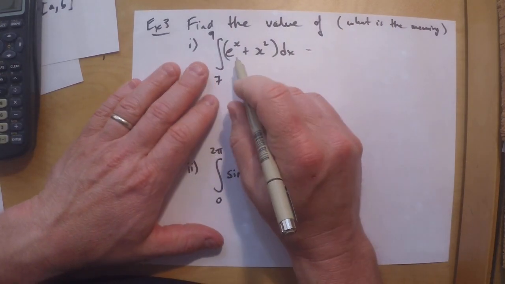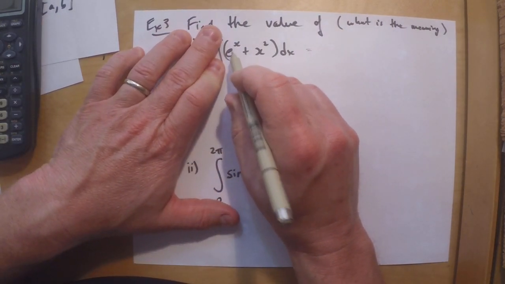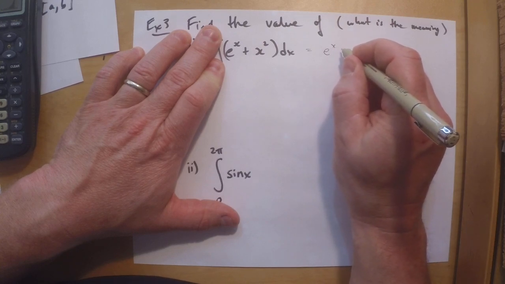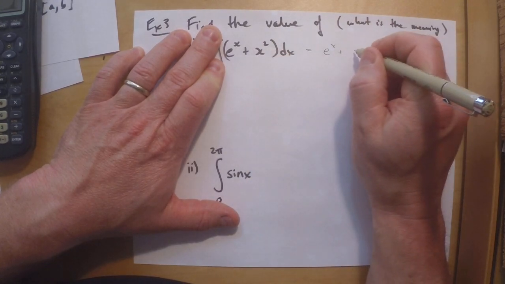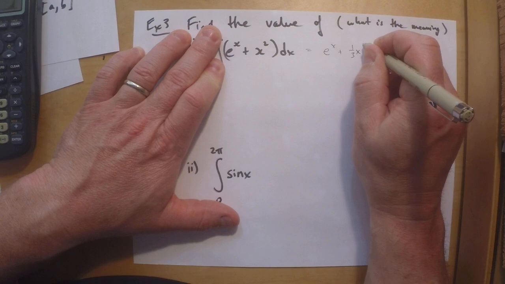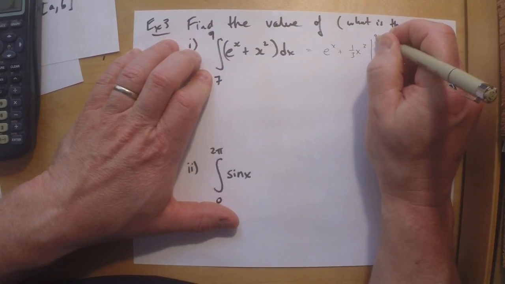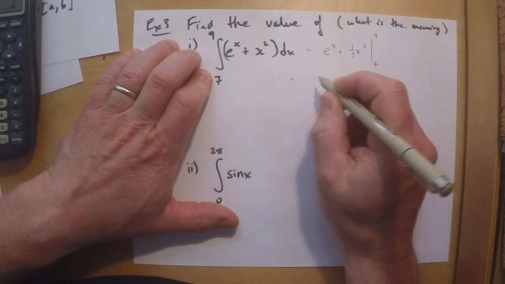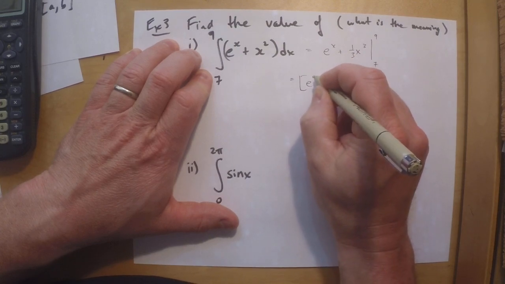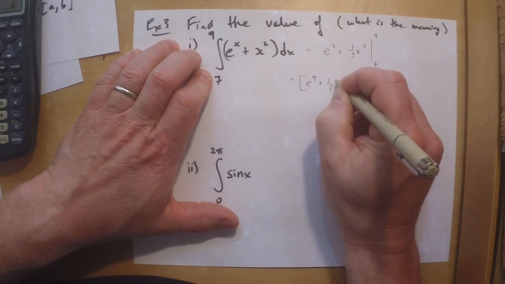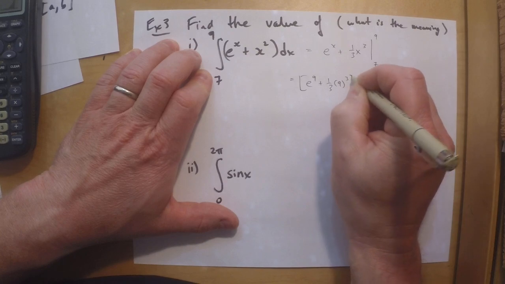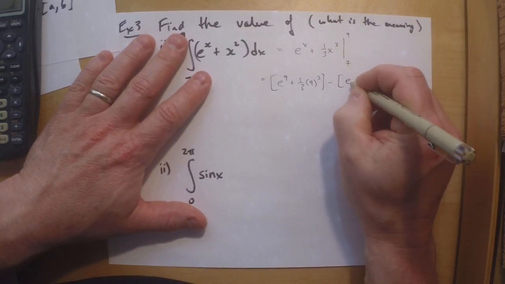So how do you evaluate this? You take the antiderivative. What's the antiderivative of e to the x? Well, that's e to the x. What's the antiderivative of x squared? Must be a 1/3 x cubed. And then I'm going to evaluate it at 9 and 7. So evaluating it at 9, it's e to the 9th plus 1/3 times 9 cubed minus evaluating it at 7.